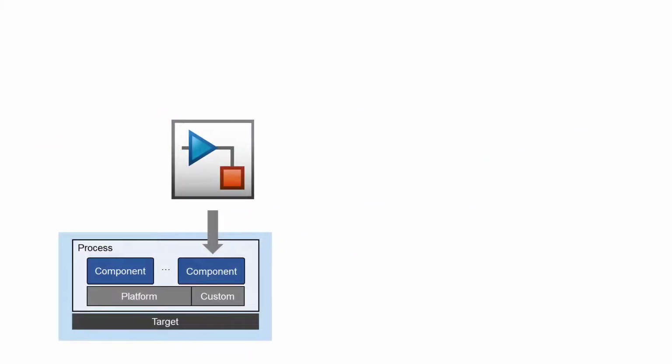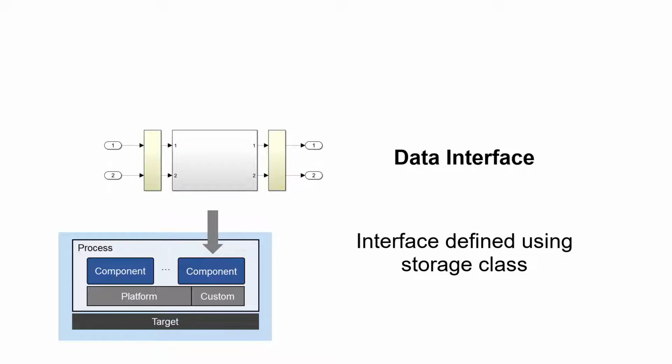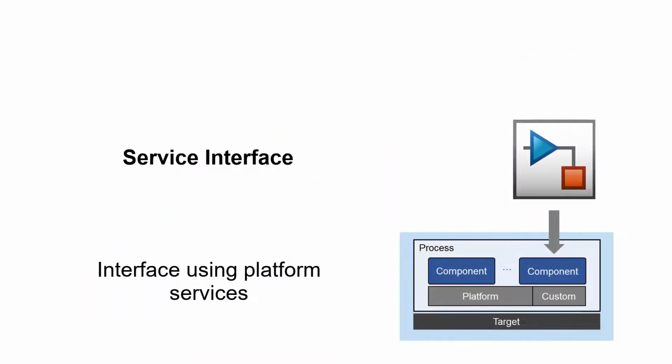You may already be deploying your models as pluggable components and using storage classes to define component interfaces. While this works well, if you're deploying components to multitasking targets, then you often need special blocks to handle how the model accesses data. Last year, we delivered a support package describing best practices for deploying components to multitasking targets. The support package includes blocks, model guidelines, and Model Advisor checks. The new service interface makes all this even easier.